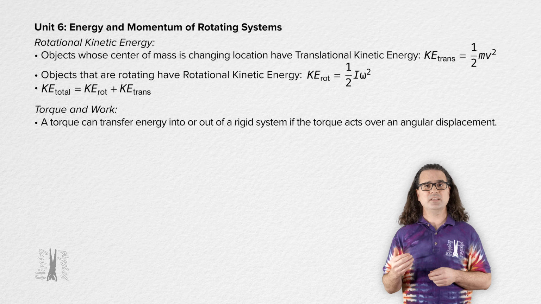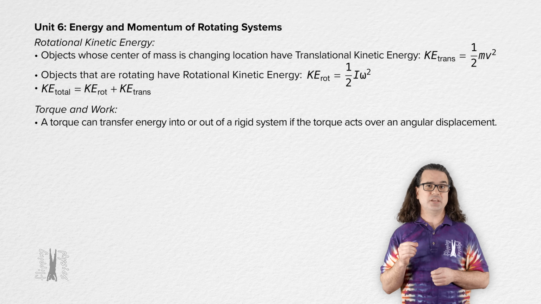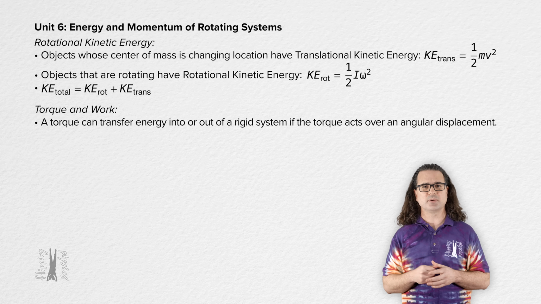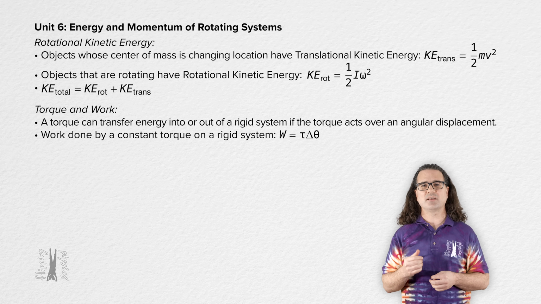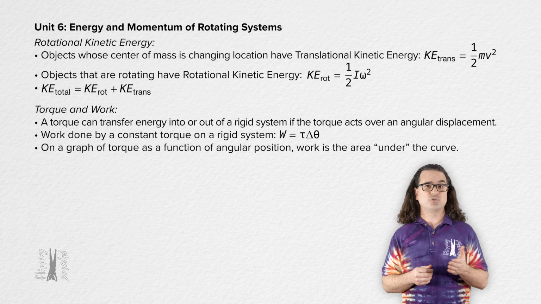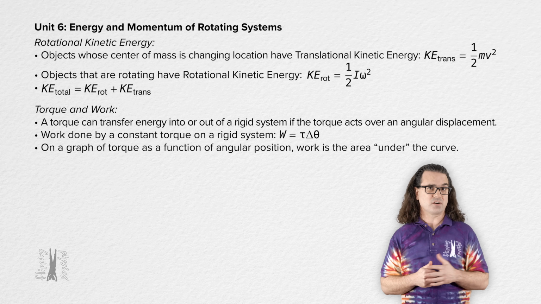A torque can transfer energy into or out of a rigid system if the torque acts over a change in angular position or angular displacement. Work done by a constant torque on a rigid system equals torque times angular displacement. On a graph of torque as a function of angular position, work is the area under the curve.